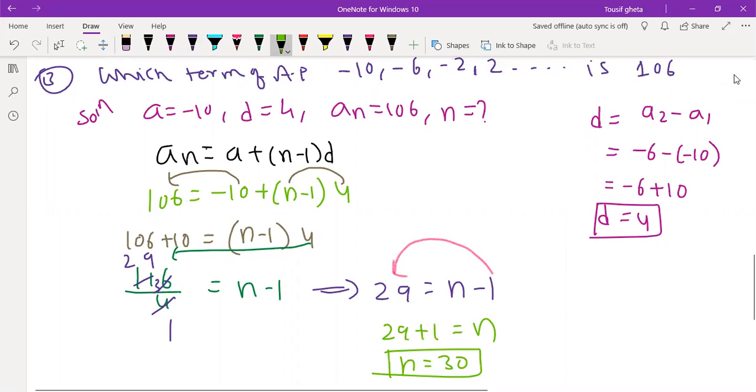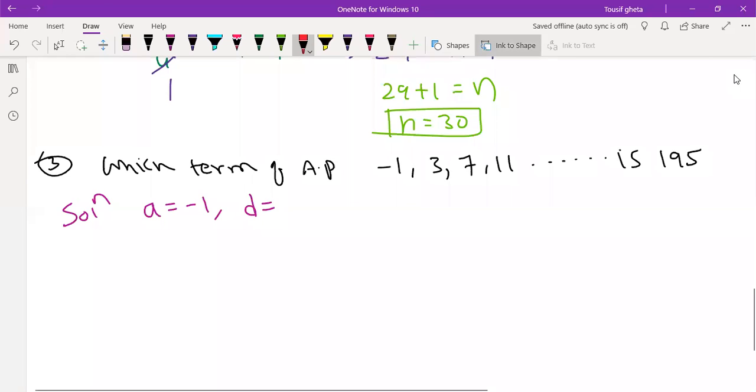Now this is a waste of time, because you already got it perfect. Very good. So how to find D in your brain? A2 minus A1. A2 is 3. Minus into minus is plus. So 3 plus 1, D will be 4. So calculate the D in your brain.